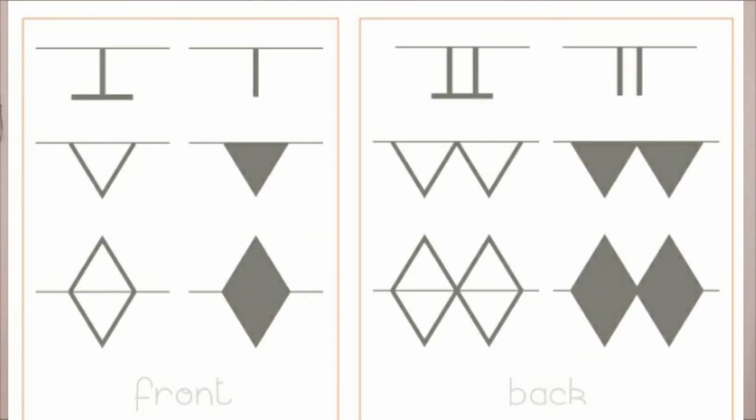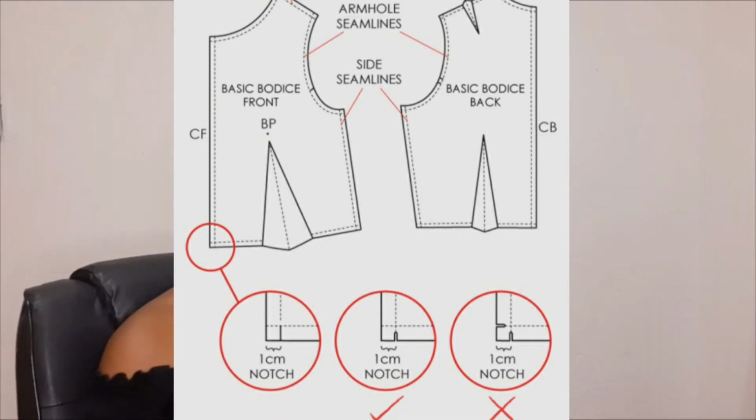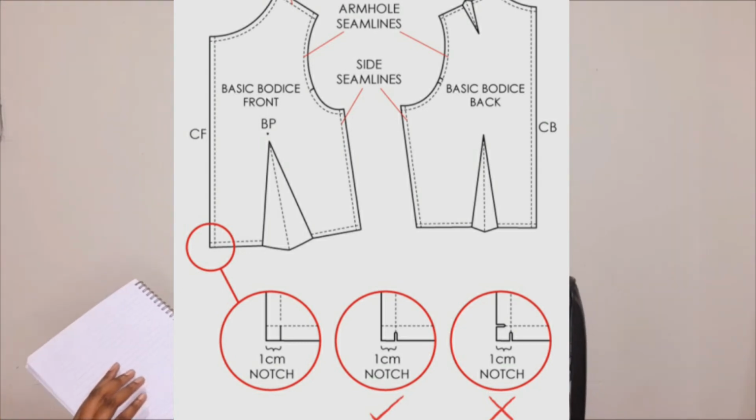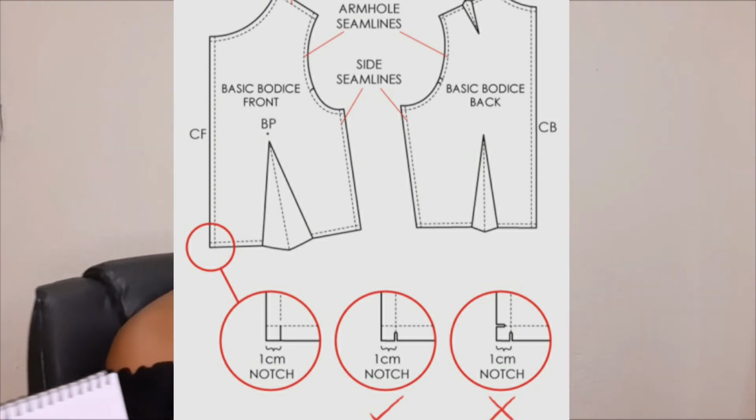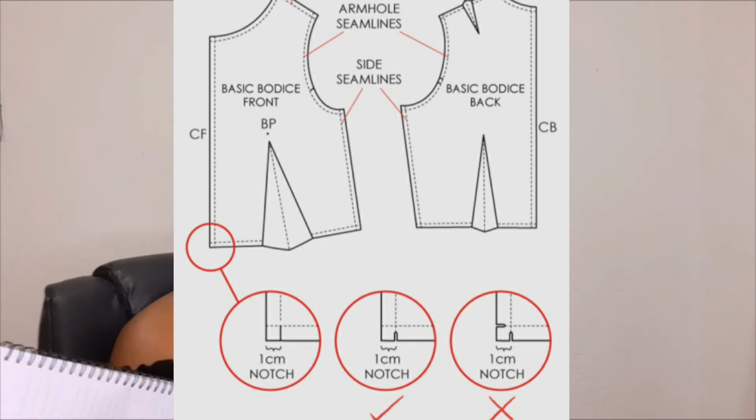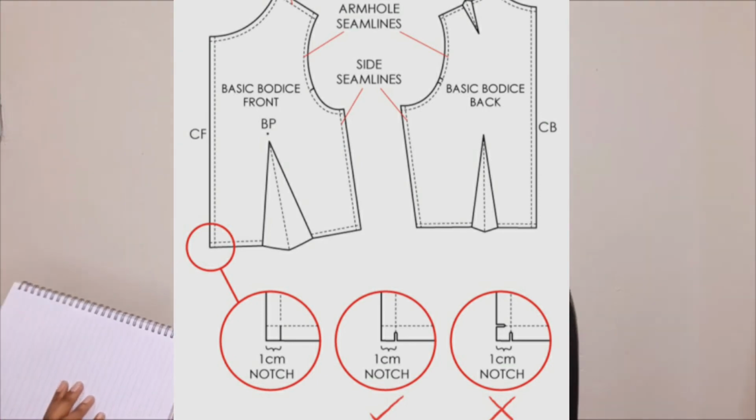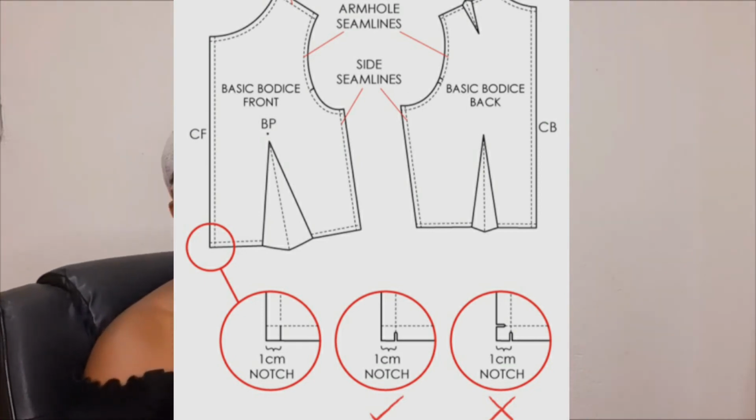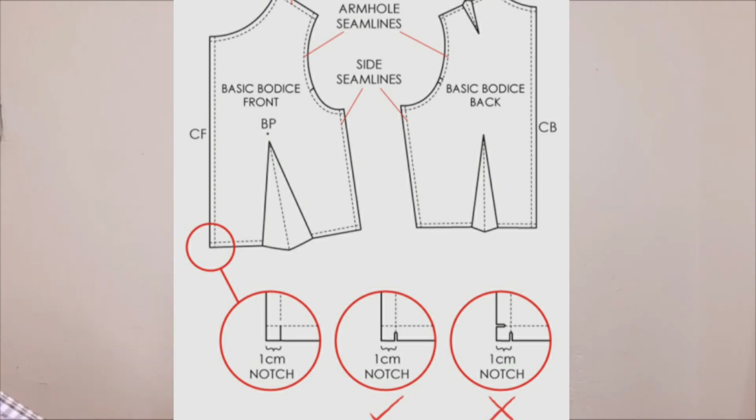The next word is notches. Notches are represented with a line, an upside down T, or a triangle. These are marks on a pattern that are used to match two corresponding patterns. Usually we would match up your armhole as well as your sleeve. You'd need a notch to know where and how you're supposed to attach the sleeve onto the armhole. So it's very important that you have that.